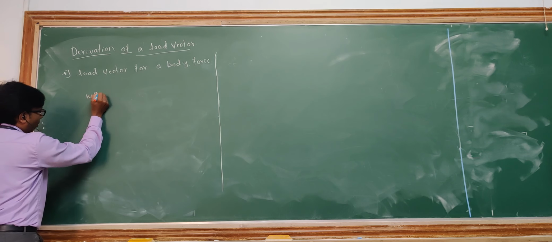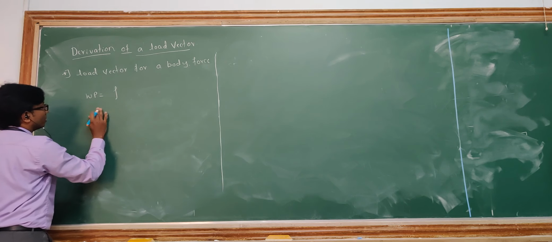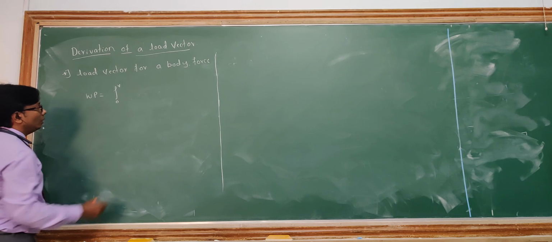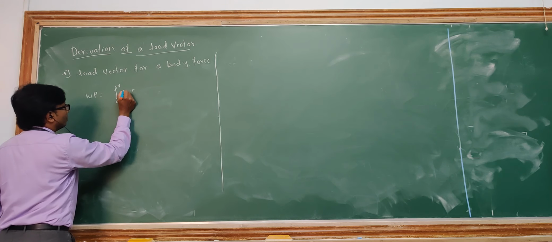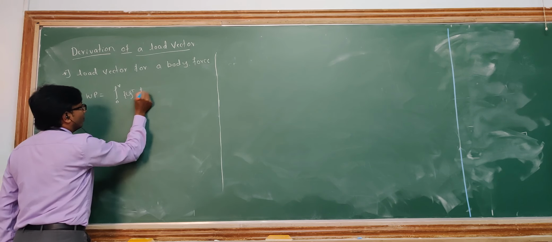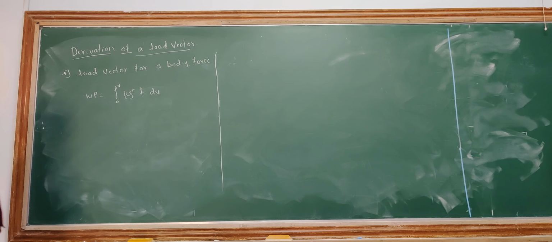We will now consider the work potential. Basically, you have derived the work potential for body force, which was given as the integration, always, because it is a body force, from 0 to volume, U transpose, which we take for the matrix multiplication, F, which is the body force, into dV. So this was for a 3D case.